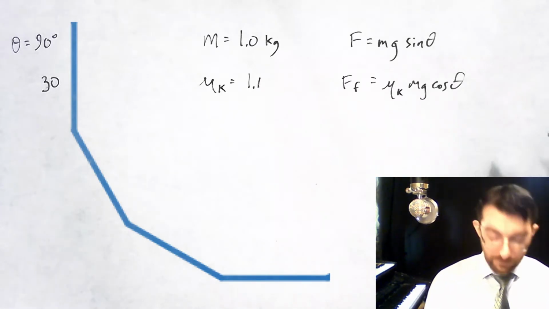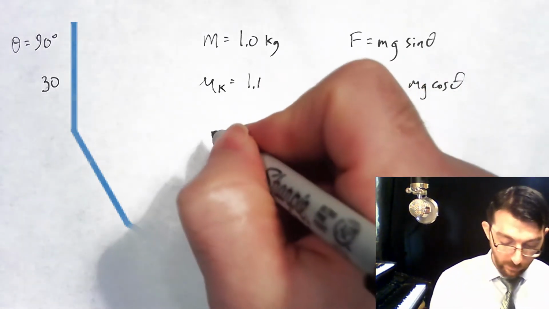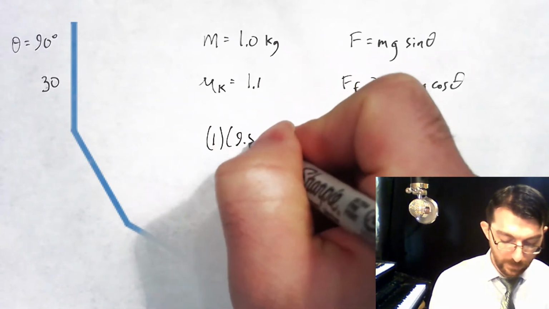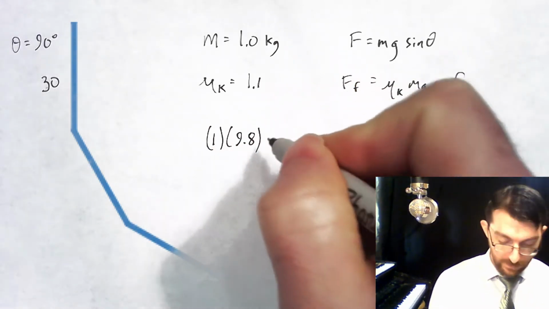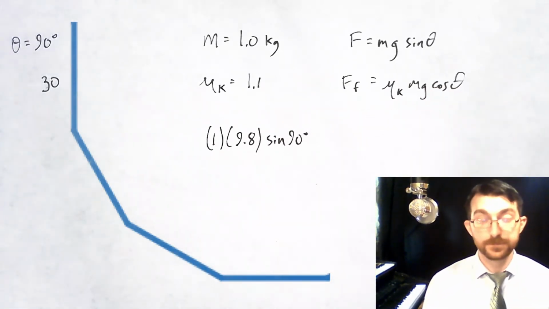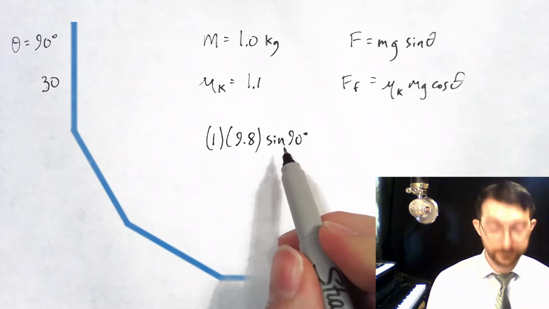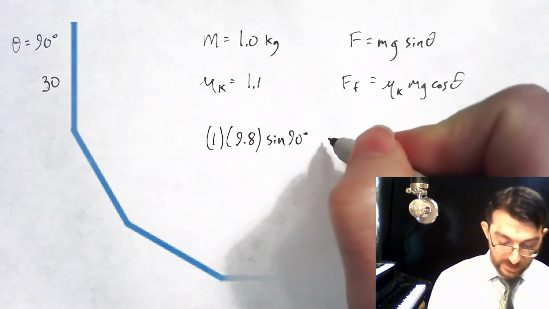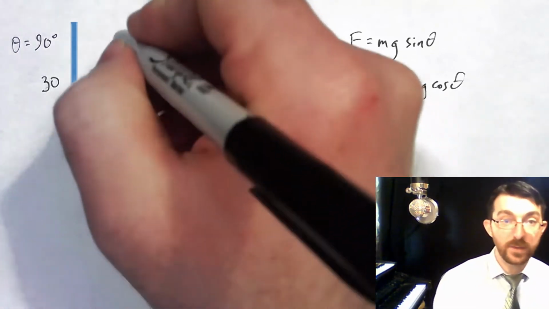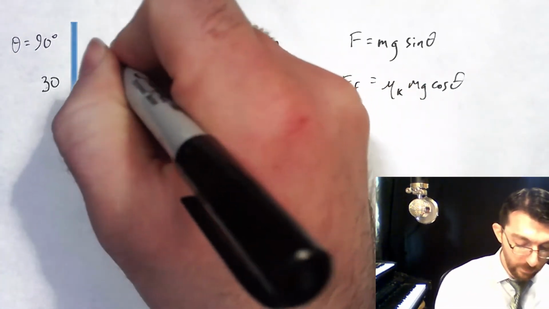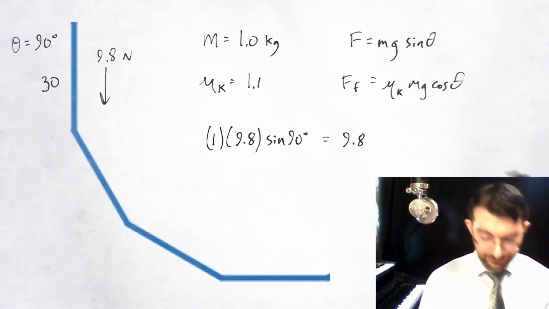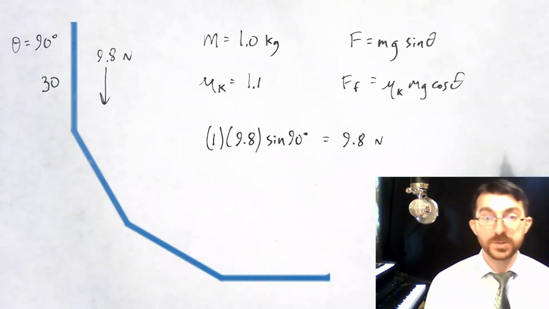Okay, so on this particular part of the slope, we're dealing with a 90-degree angle, and that means that it's being pulled down here with mass, gravity, and then the angle. Now the sine of 90 is 1. So this whole thing is just 9.8. And so that means we've got a force downwards of 9.8 newtons. What about the force of friction?